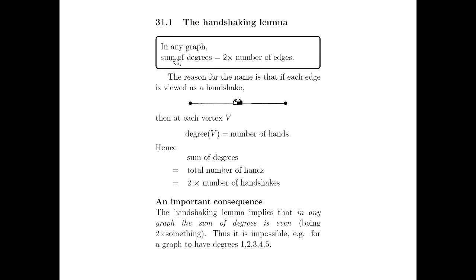The sum of the degrees, you add up all the degrees in the graph, that should be twice the number of edges. And, of course, one really important thing that this implies is that in any graph, when you add up the degrees, that has to be an even number because it's twice the number of edges and you can't have half an edge, right? So it's got to be twice some integer. And so the notes say it's impossible for a graph to have degrees 1, 2, 3, 4, 5.